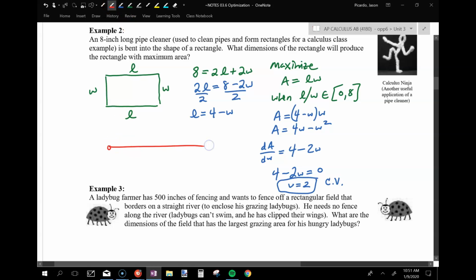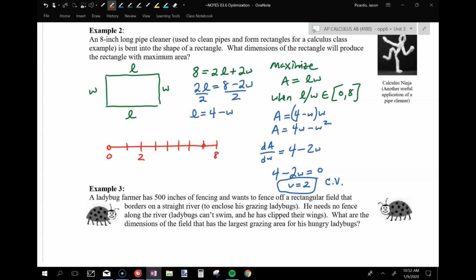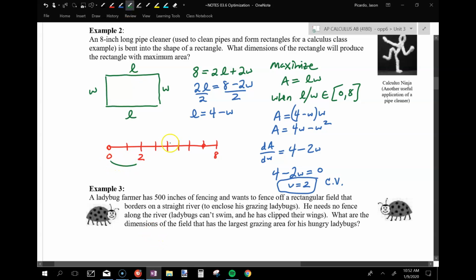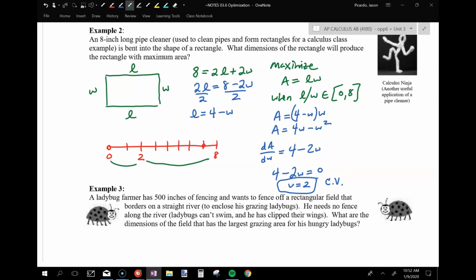All right, so what do we do? 0, 1, 2, 3, 4, 5, 6, 7, up to 8. All I'm really concerned about is what? That interval, 0 to 2, 2 to 8, because I only have that one critical value. So we're going to do our analysis to make sure we went from increasing to decreasing, because we're trying to do what? Maximize, right? Maximize means increase to decrease.